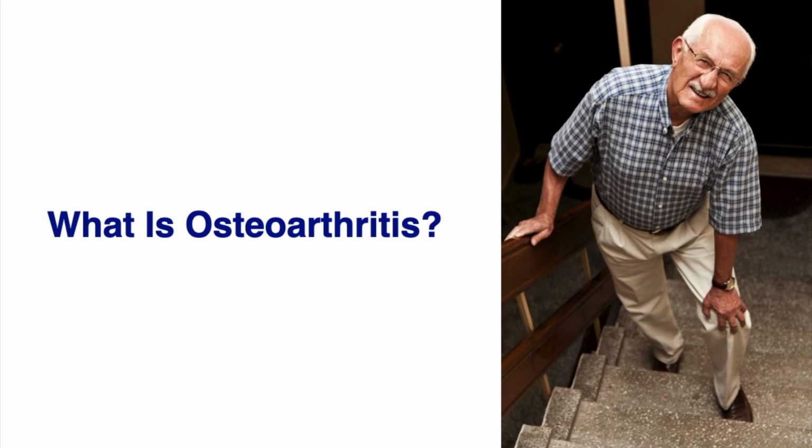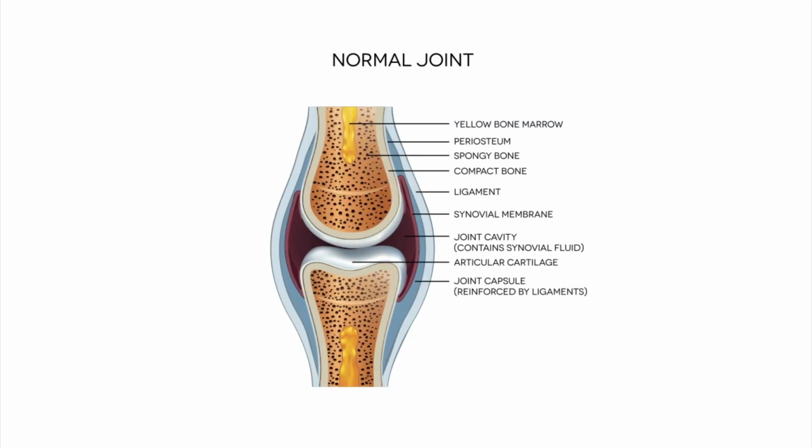So what is osteoarthritis? To understand osteoarthritis, you need to first understand what a normal joint looks like. In the diagram you see here, you'll notice that the joint is surrounded by a joint capsule that essentially holds the joint together. On the inside of the capsule is the synovial membrane, which has an extensive blood supply and functions to produce the synovial fluid.